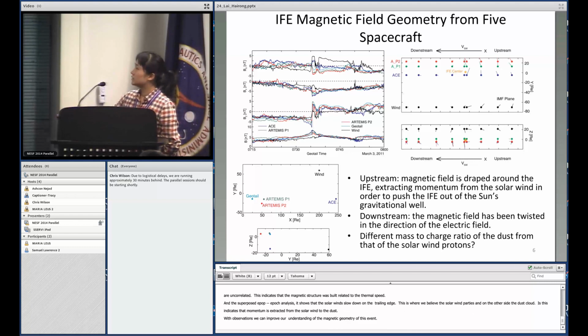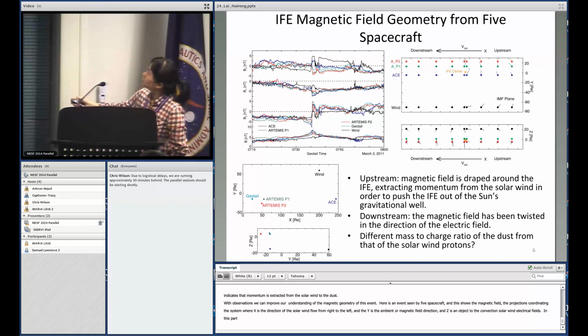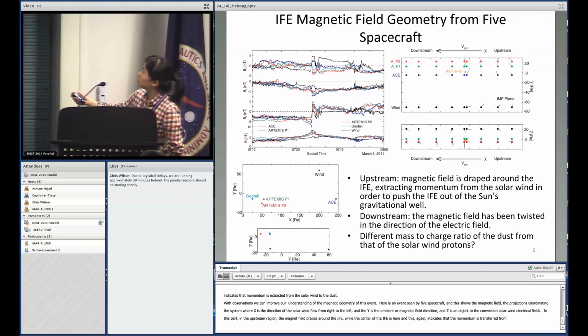Here is an event seen by 5 spacecraft, and in this plot I show the magnetic field projections in a coordinate system where X is the direction of the solar wind flow from right to left, Y is the ambient magnetic field direction, and Z is then opposite to the convection solar wind electric field. In this plot, in the upstream region, the magnetic field drapes around the IFE, while the center of the IFE is here. And this again indicates that the momentum is transferred from the solar wind to the dust.